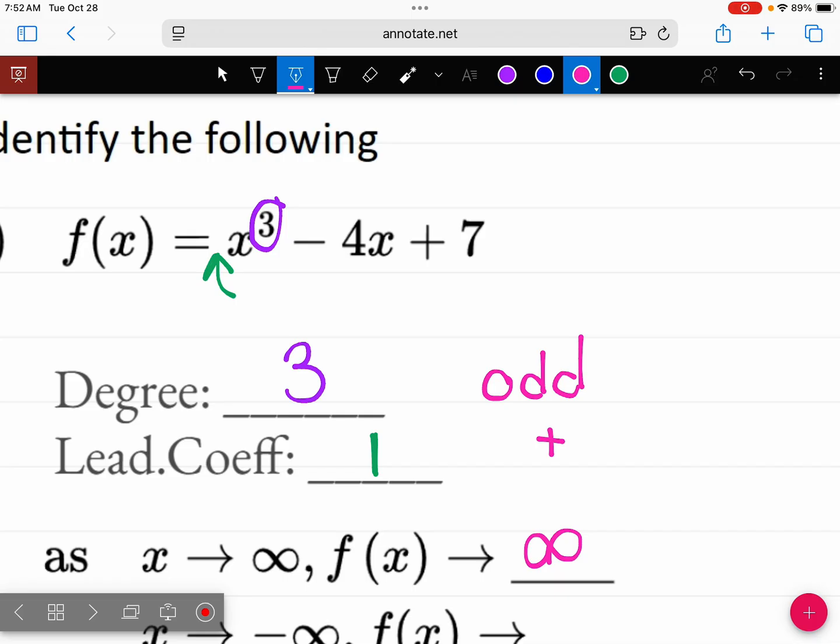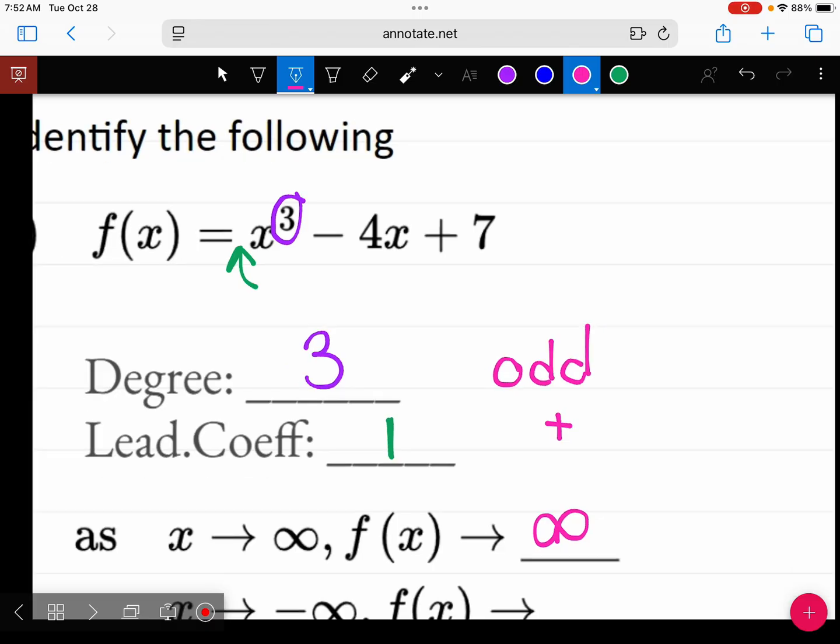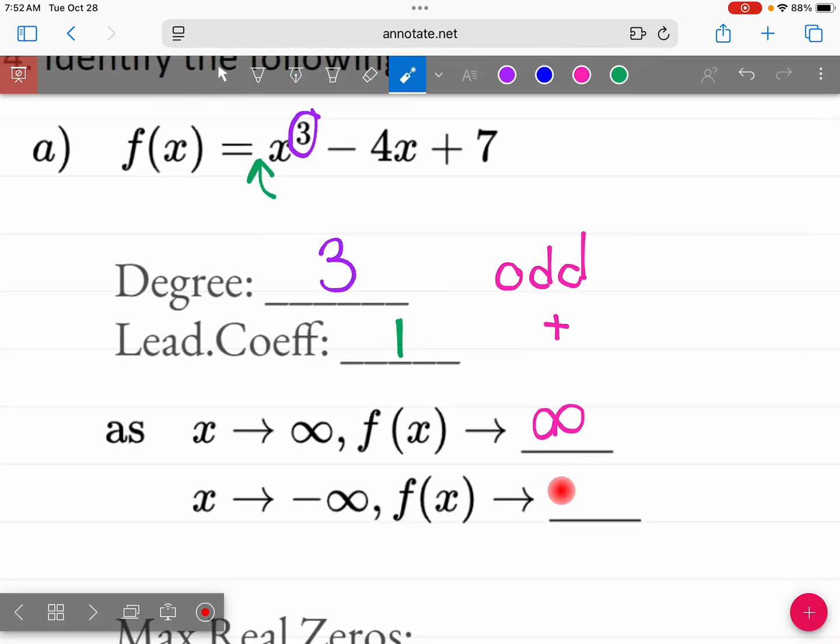So what is going to happen to my left arrow? Oh, this one? It's going to go down. Because we have an odd function here, that means we know these are going to go in opposite directions. So if one arrow points up, the other arrow has to point down. Odds go in opposite directions every single time.